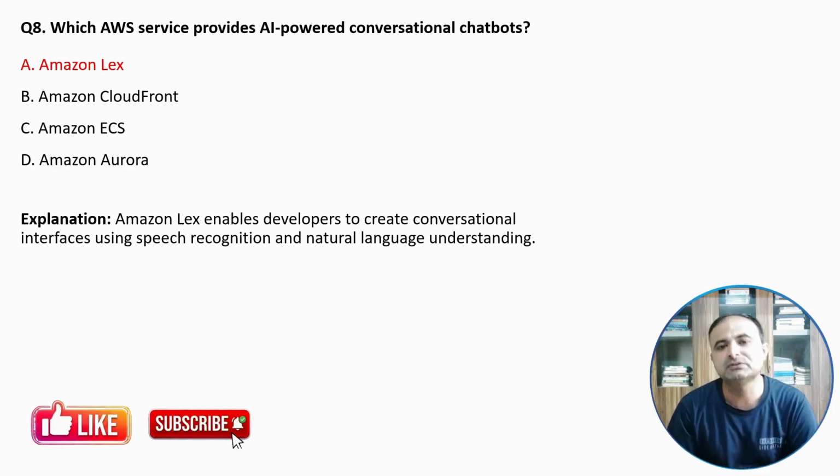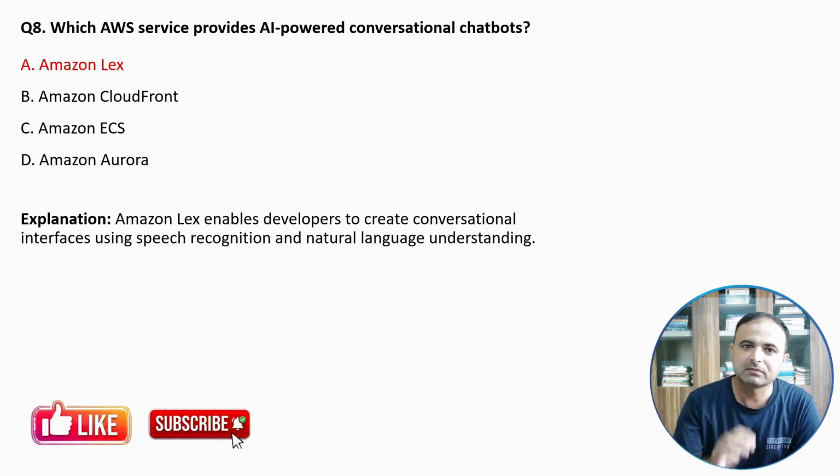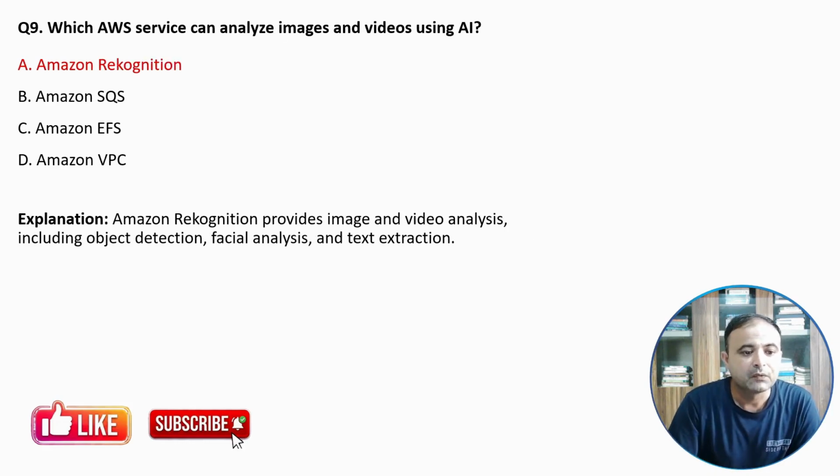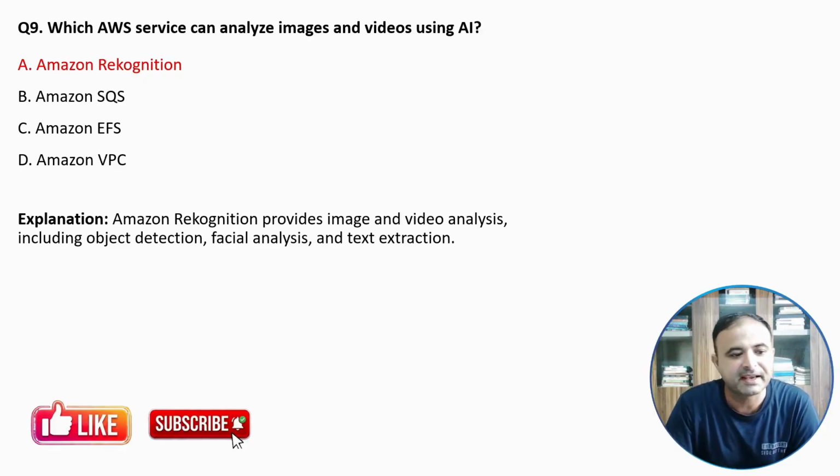At the end of this video, I will also give some useful tips according to the Amazon exam. Next, which AWS service can analyze images and video using AI? That is Amazon Rekognition. Amazon Rekognition provides image and video analysis including object detection, facial analysis, and text detection.